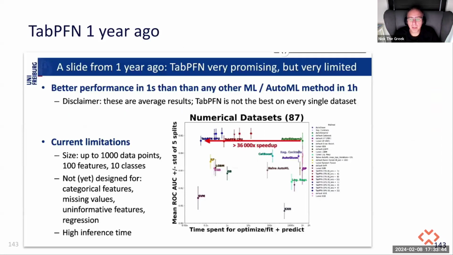Again, I wanted to mention that this was intended to be an AutoML method. It was saying that in 1 second, it would beat any other AutoML model that would take an hour. There were huge speed-ups. Of course, there were some limitations: 1,000 data points in context, 100 features, 10 classes, no missing values, no regression, and the inference time of the set was high.